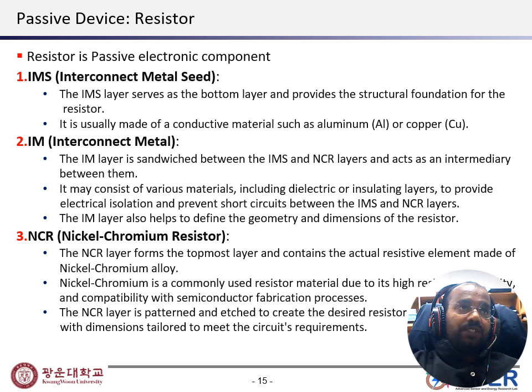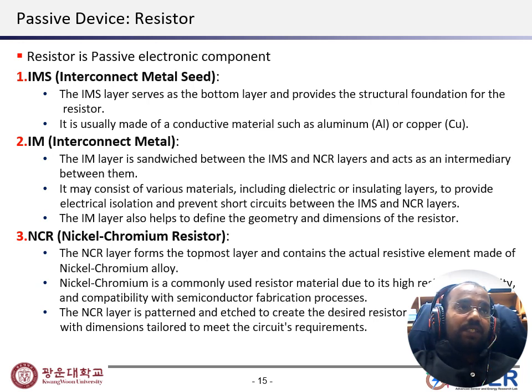Whereas the interconnect metal is sandwiched between the IMS and NCR layers and acts as an intermediary between them. It acts as a bridge. It may consist of various materials, including dielectric or insulator layers, to provide electrical isolation and prevent short circuits between the IMS and NCR layers. The IM layer also helps us define the geometry and dimensions of the resistor.